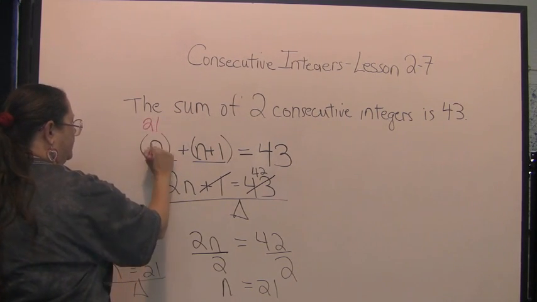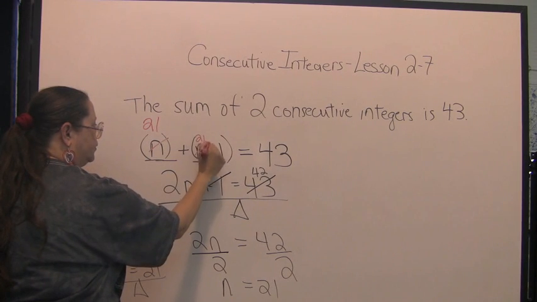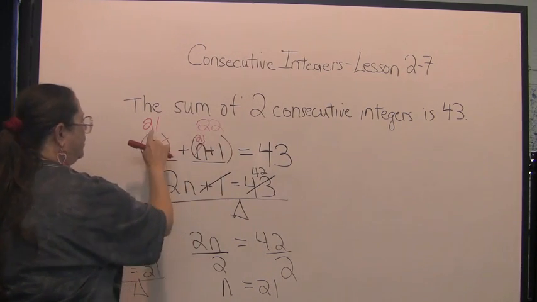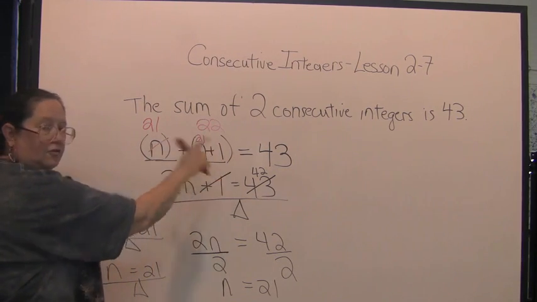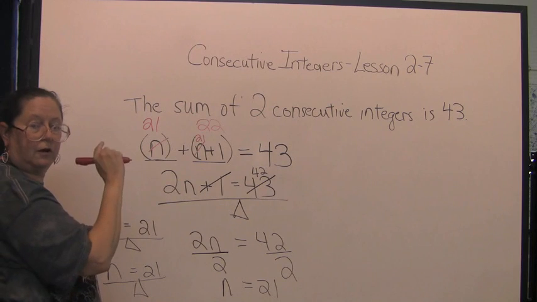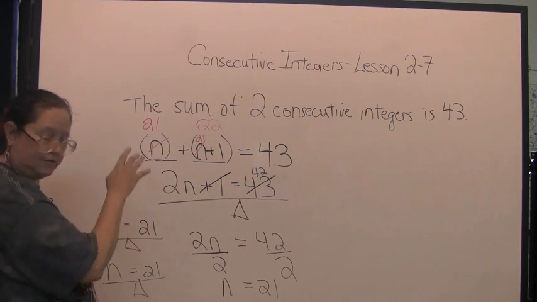Okay, put that in for n. And then 21 plus 1 will give me 22. 21 plus 22, yes, does equal 43. And these are consecutive integers. They are in order, one after the other. Okay? So that's that problem.